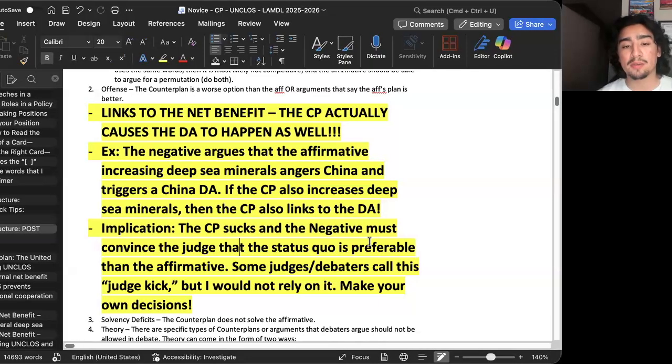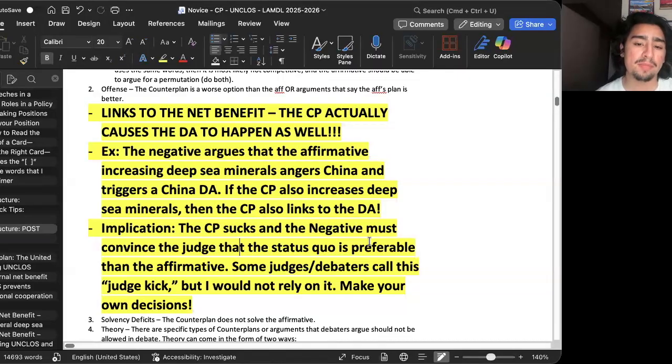So there are multiple ways you can deal with a counterplan that sucks and actually links to the net benefit as the negative. The first thing you can do is prove that the counterplan does not link to the disad. The second thing you can do is just not go for the counterplan in the 2NR. You can just straight up tell the judge, we're not going for this counterplan. Only evaluate this debate as the disadvantage versus the affirmative. The status quo is more preferable than passing the plan. The third thing that you can do is tell the judge to judge kick the counterplan.